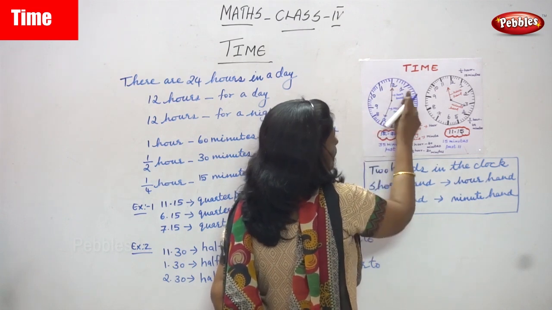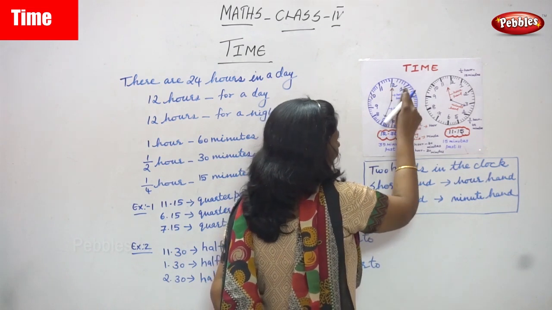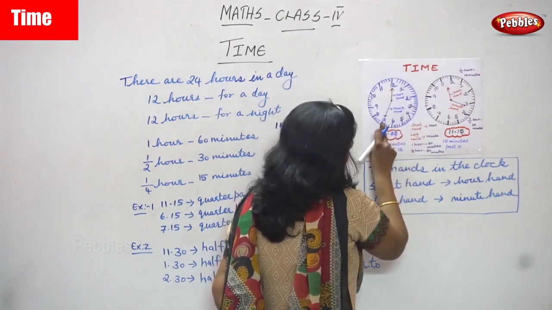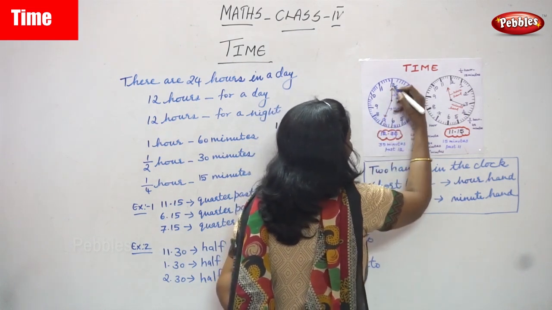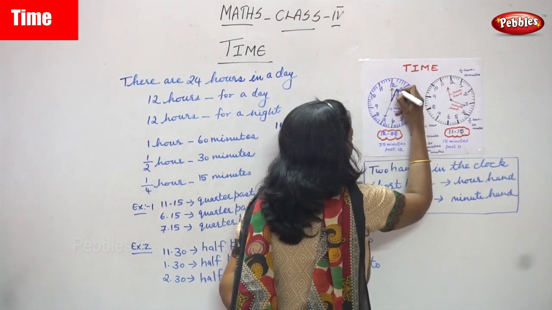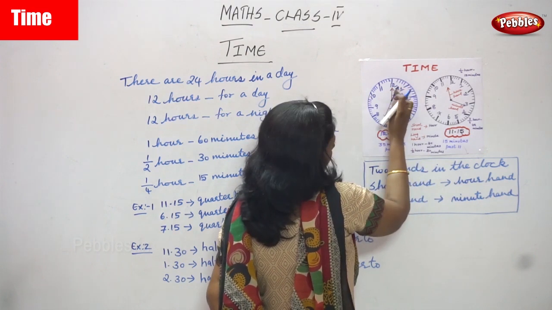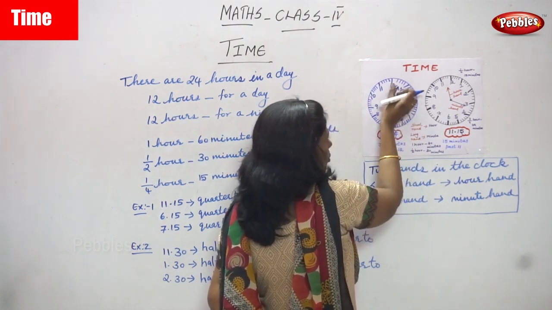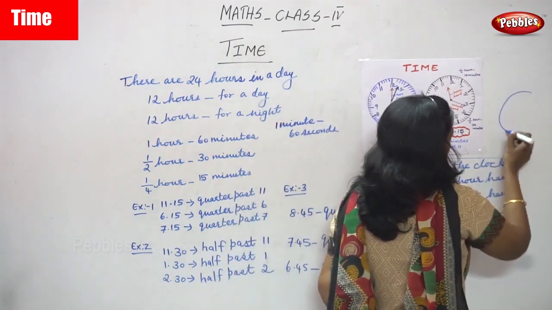I've told you each number represents 5 minutes. So 1 is 5 minutes, 2 is 10, 15, 20, 25, 30, 35. So 12:35. You can even draw it like this. The short hand comes between 12 and 1. This is also a right diagram. It means this is a clock. You know that.